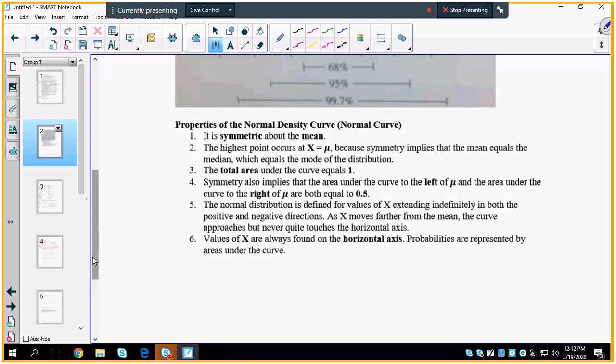Symmetry also implies that the areas on the two sides of the mean are both 0.5. So on the left of the mean, the area is 0.5, half of 1. And on the right of the mean, the area is still 0.5. So if we have access to this core property and the standard normal table, or Z table, which I have shared with you in your shared class file, and we will use it today in class, we can answer pretty much any and every question.